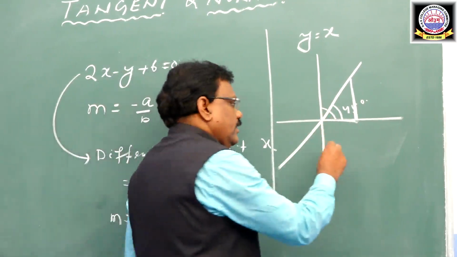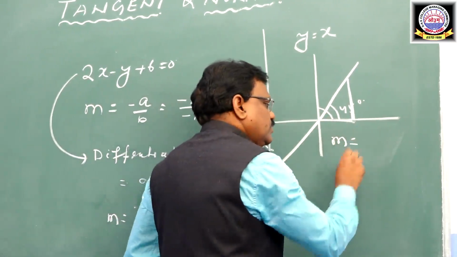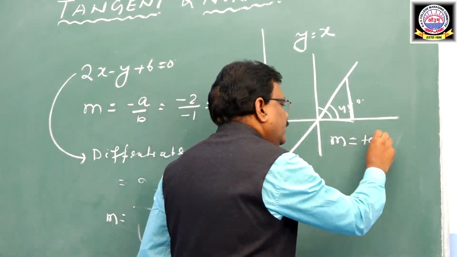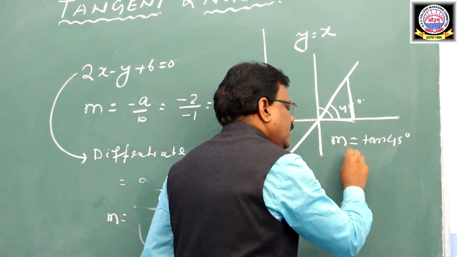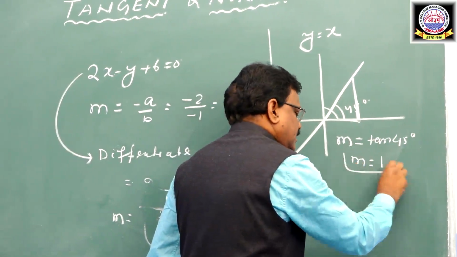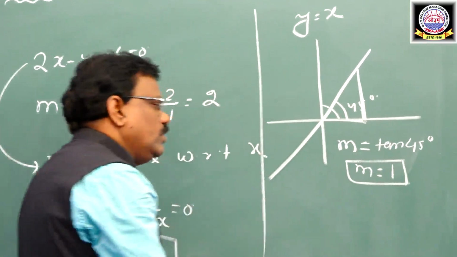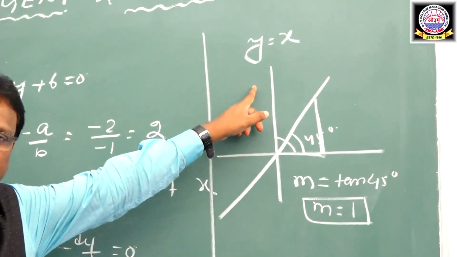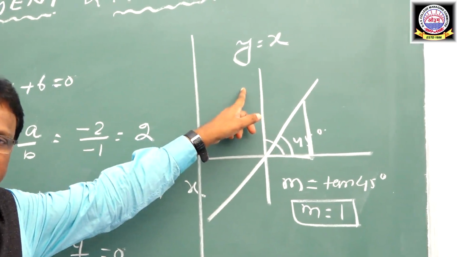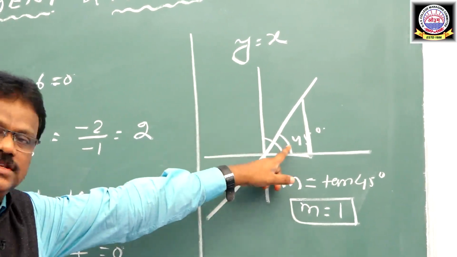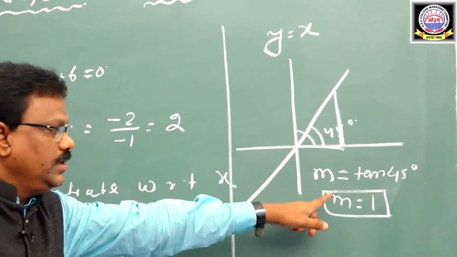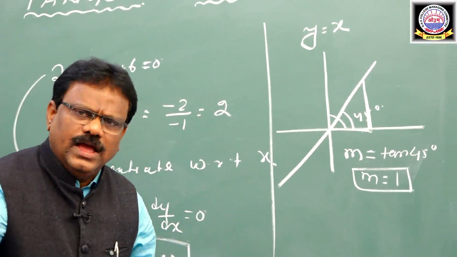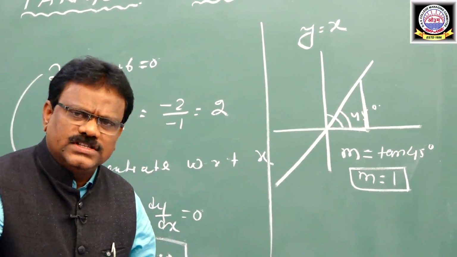So the slope here, by using the first concept of the slope, is m equal to tan theta. So m will be tan 45 degrees. What is the value of tan 45 degrees? 1. Yes, m is equal to 1. The slope is equal to 1. I have drawn one graph of a familiar function, and by using the concept of tan theta, we got the slope m equal to 1. So let us apply the derivative here, whether it comes out or not.